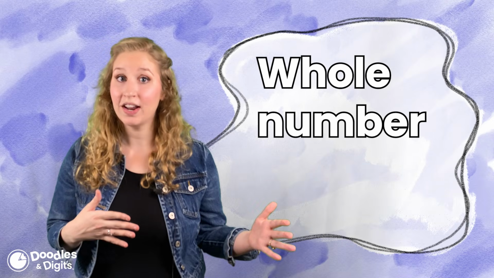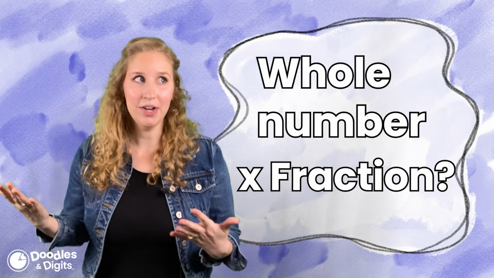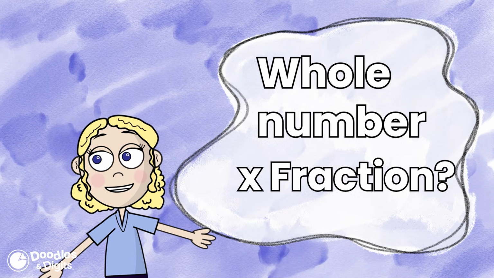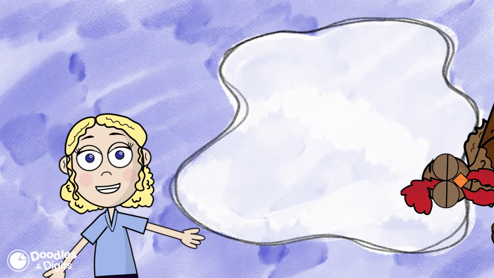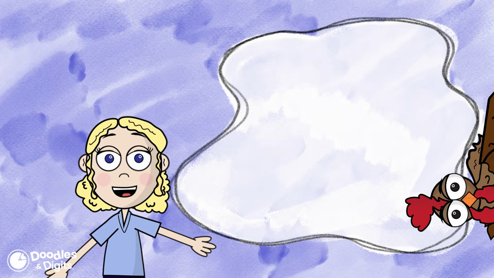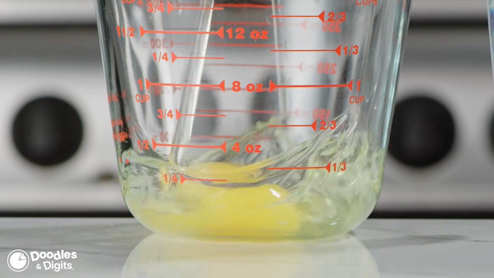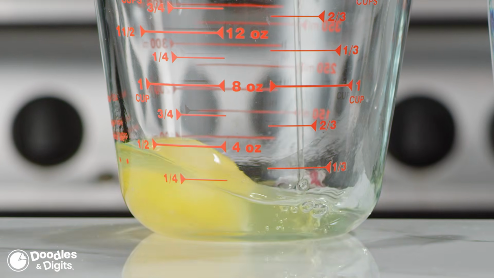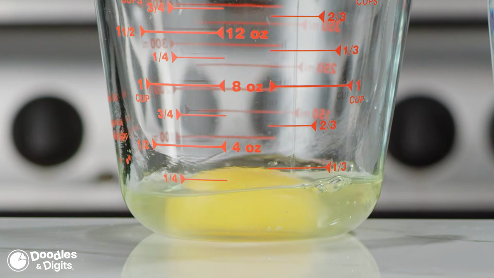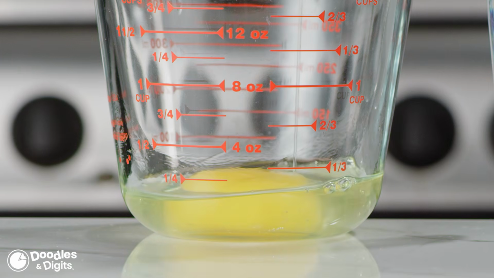All right, when do we actually need to multiply a whole number by a fraction? When do we use it in real life? There are multiple ways you're gonna multiply a whole number by a fraction in real life. One of my favorite ways is actually cooking. For example, if you need to double or triple a recipe, you're going to have to multiply those fractions of different measurements by whole numbers.